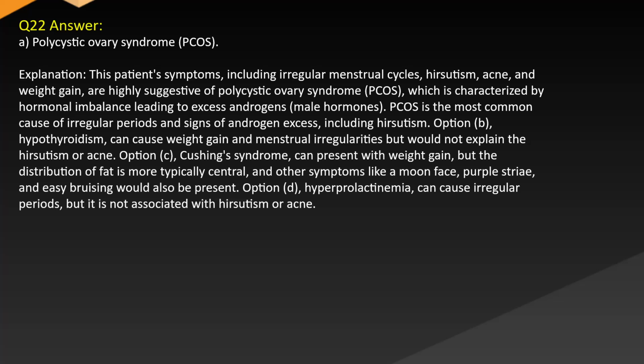Option B, hypothyroidism, can cause weight gain and menstrual irregularities, but would not explain the hirsutism or acne. Option C, Cushing's syndrome, can present with weight gain, but the distribution of fat is more typically central. And other symptoms like a moon face, purple striae, and easy bruising would also be present. Option D, hyperprolactinemia, can cause irregular periods, but it is not associated with hirsutism or acne.